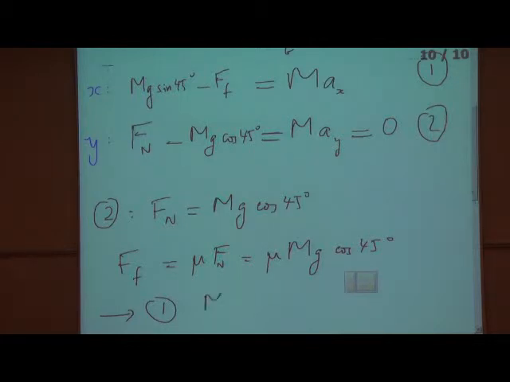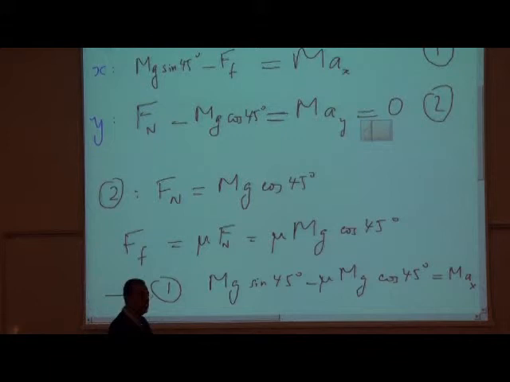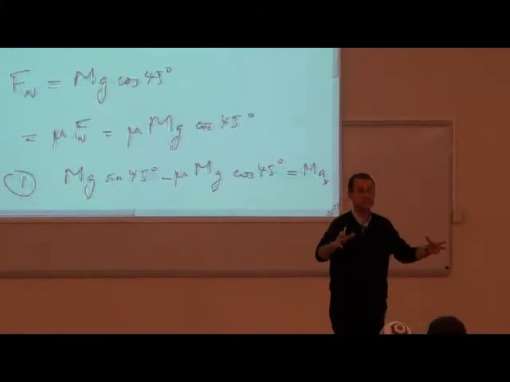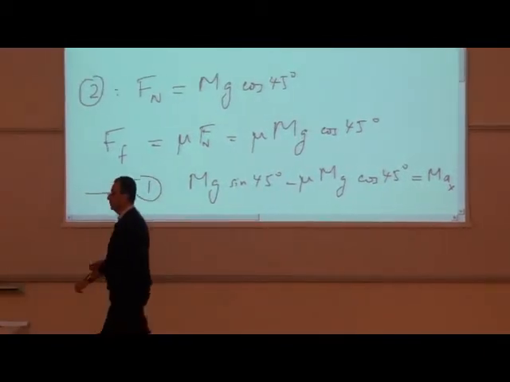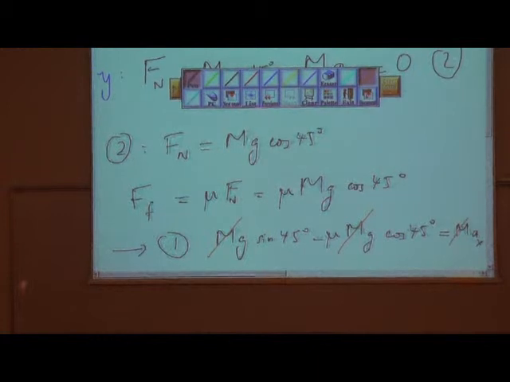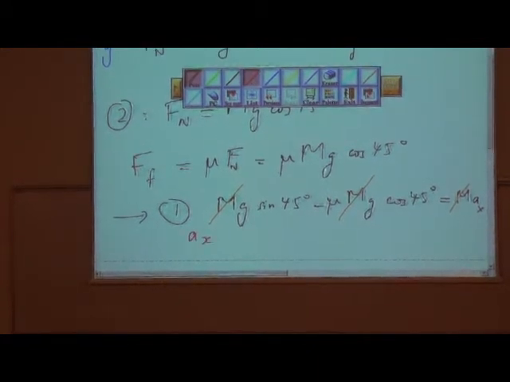Now I put that into my equation 1. Okay, and I have mg sine 45 degrees minus mu mg cos 45 degrees equals max. What did I want to find in this problem? What is this acceleration down the incline? What is a sub x? Okay? Now I got everything in place. The m's cancel. And I find a sub x equals g times sine 45 degrees minus mu cos 45 degrees.